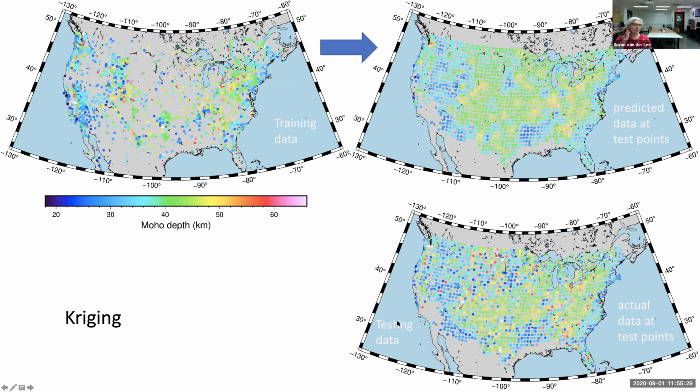So first, I applied the technique we learned last week. I used these points on the left here, that I call the training data. And I basically applied kriging to get these values of MOHO depth predictions at the locations of the transportable array stations of USArray. And these were the actual measurements.